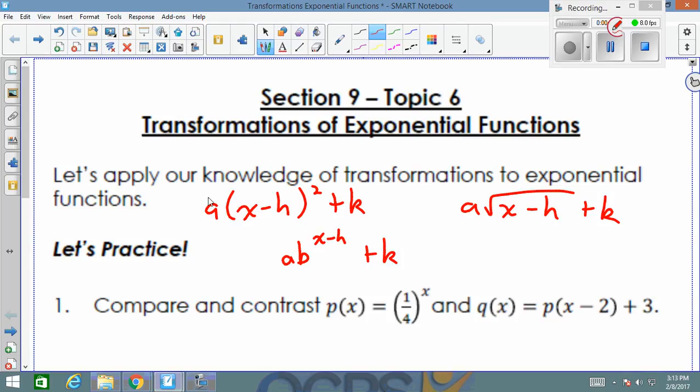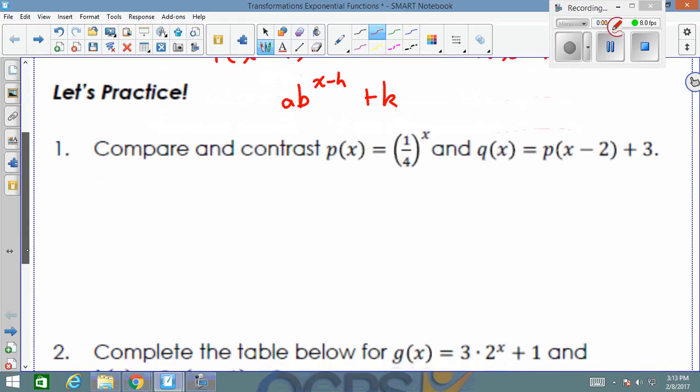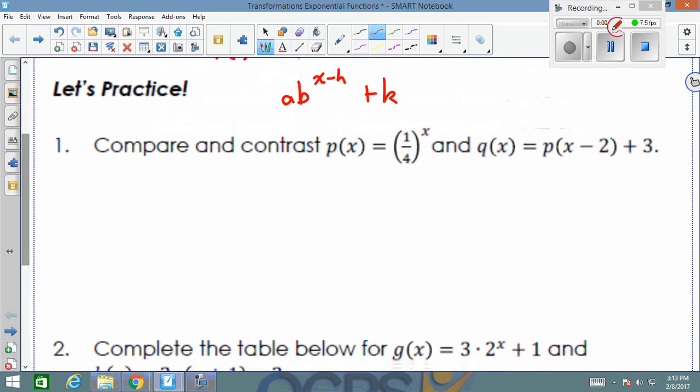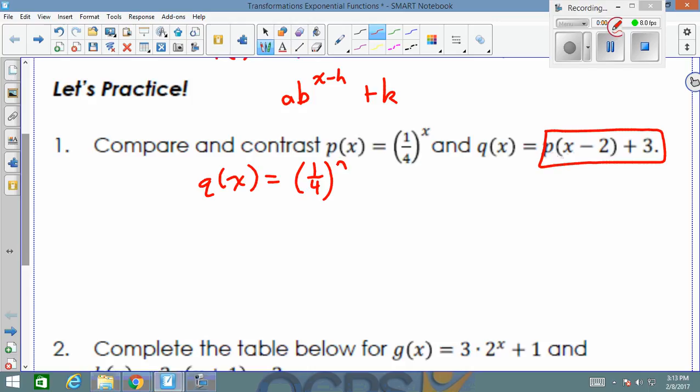A still is your vertical stretch, h is still your left or right shift, k is still the up or down shift. So let's talk about the first one. We have 1/4 to the x power, and what we need to do is write this p of x with a shift of 2 to the right and 3 up. So q of x is going to equal 1/4 to the x minus 2, plus 3.